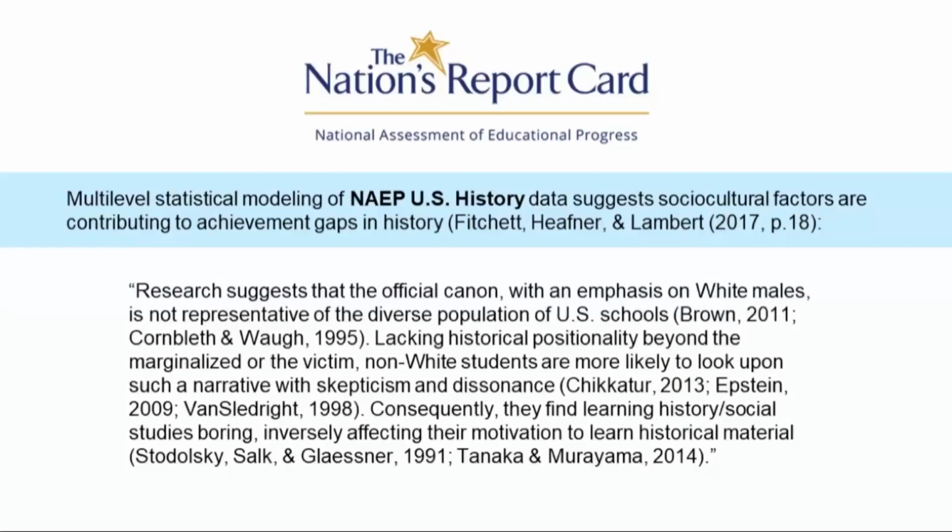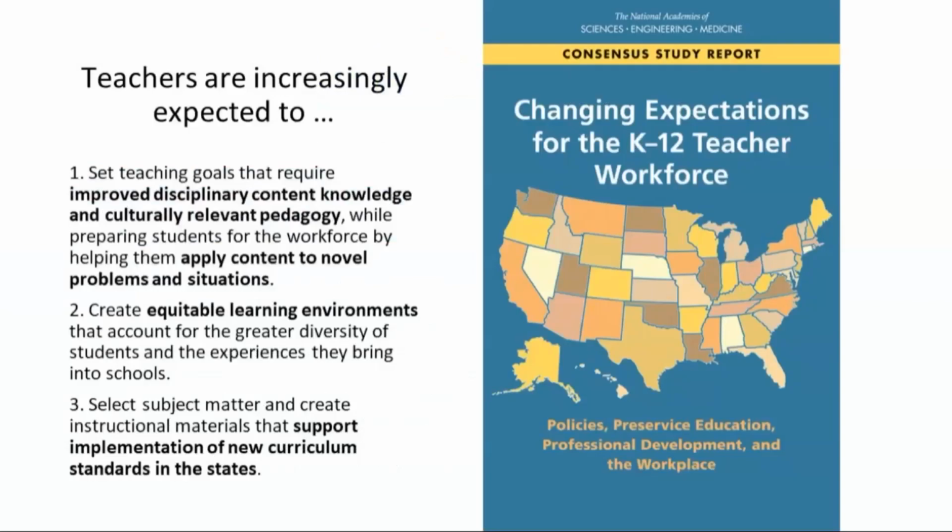To me, the author's interpretation of the achievement gaps implies a need to figure out a way to help teachers in geography select subject matter that is powerful on the one hand and significant from the student's perspective on the other hand. And consider this in relation to a new report by the National Academies, which highlights new demands on teachers. The report notes that teachers are entering the profession increasingly expected to do three things: 1, set teaching goals that require improved disciplinary content knowledge and culturally relevant pedagogy, while preparing students for the workforce by helping them apply content to novel problems and situations.